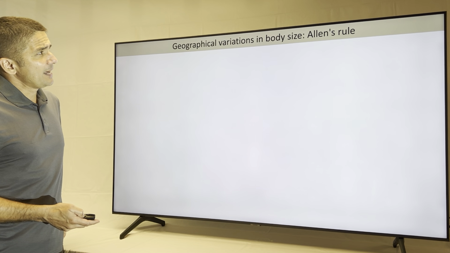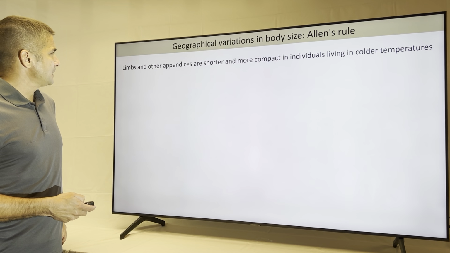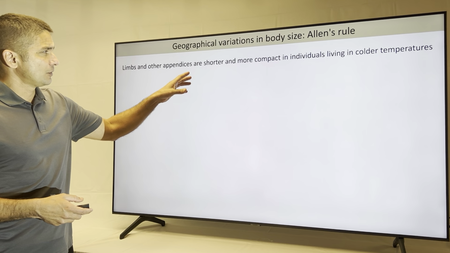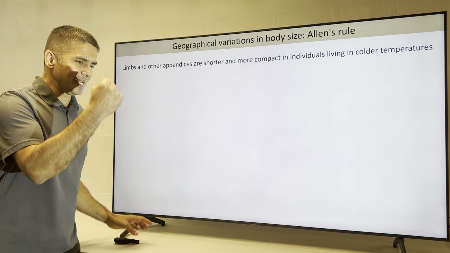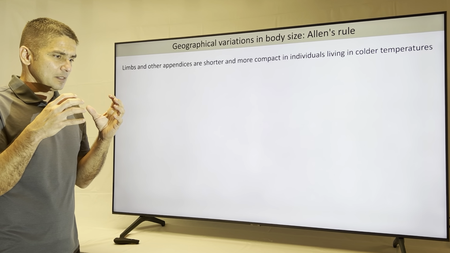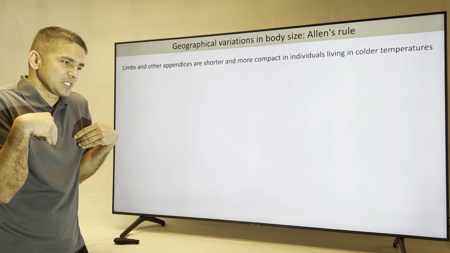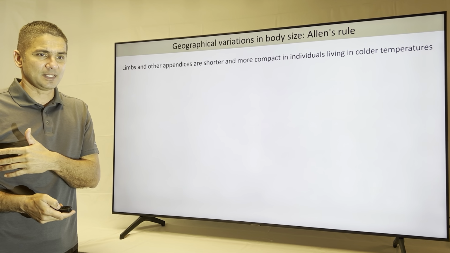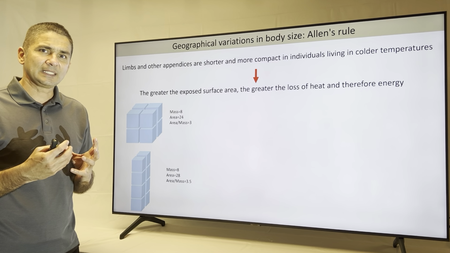Now, another pattern that you will find in body size is what is called Allen's rule. Basically what happens in Allen's rule is that the limbs and appendages get shorter or more compact in individuals living in colder temperatures, right? So if you look at the legs, the ears, and other attributes of the species, normally what you see on those appendages is that they try to shrink or become smaller at higher latitudes. The reason for that, again, is exactly the same explanation that we have for Bergmann's rule, that is probably related to the need for you to maintain energy.